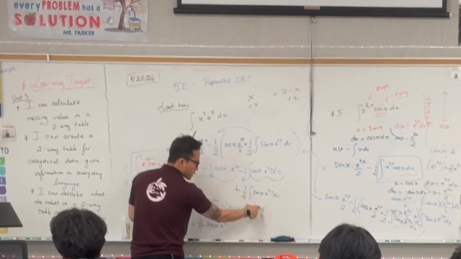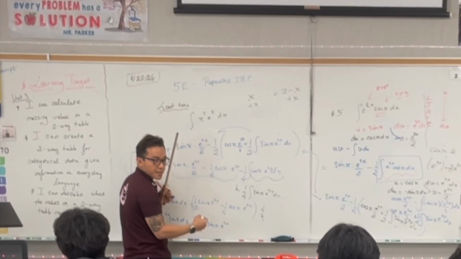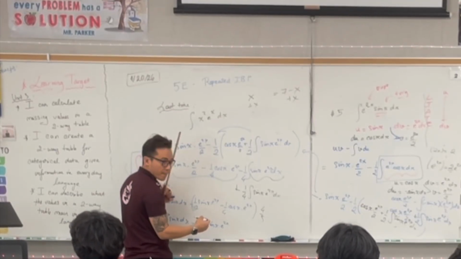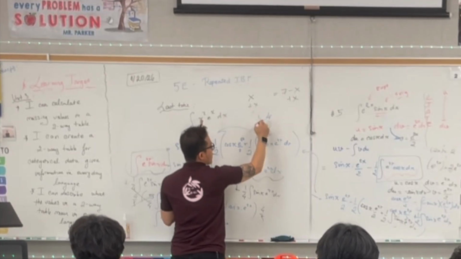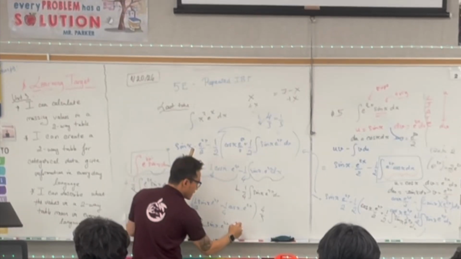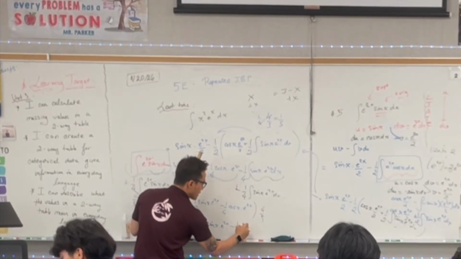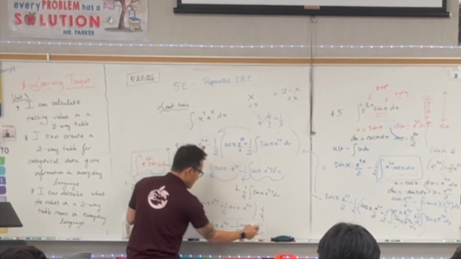What is 1 over 4 times 4 over 5? 4 and 4 cancel out. You have 1 over 5. Okay? So minus 1 over 5 cosine x e to 2x, and that is your answer.